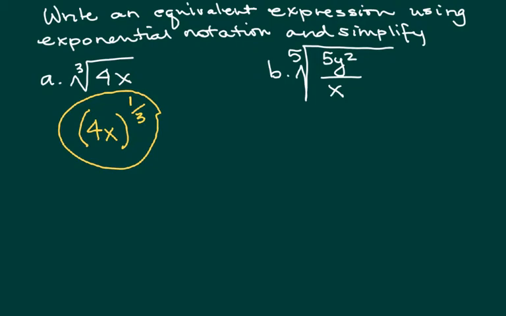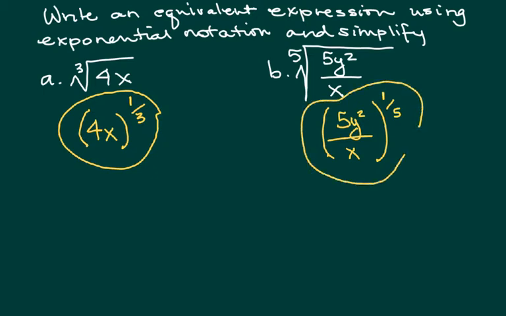And here again, the radicand becomes the base. The index becomes the denominator. And we have an understood 1 for the numerator. In other words, taking something to the 1/5 power is the same thing as taking its 5th root.